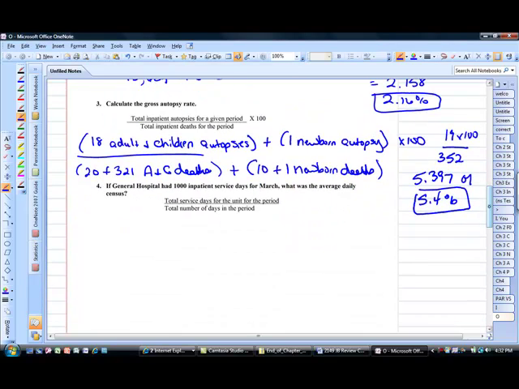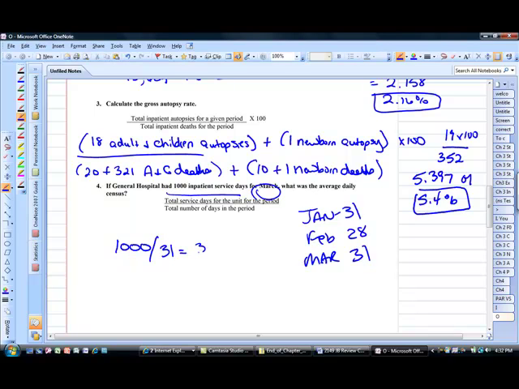The next item, it says if General Hospital has 1,000 inpatient service days for March, what is the average daily census? We take total service days for the unit of the period over the total number of days in the period. We have 1,000 inpatient service days, and we're going to divide that by 31, and that gives us 32.25 or 32.3.